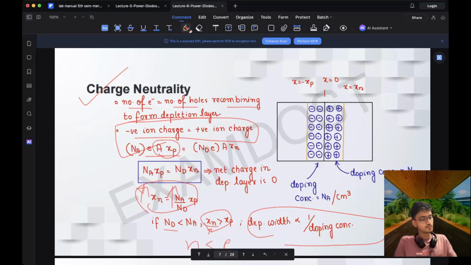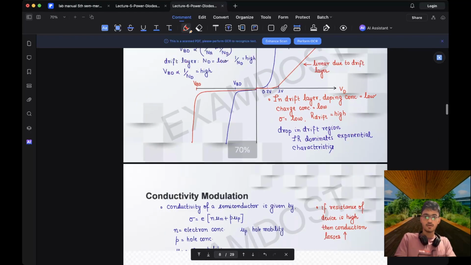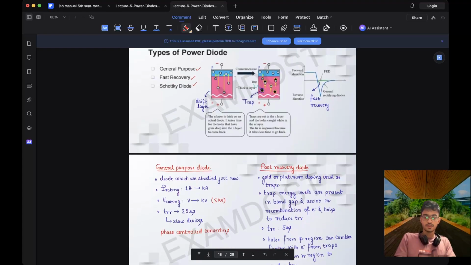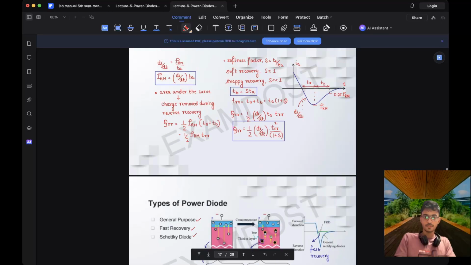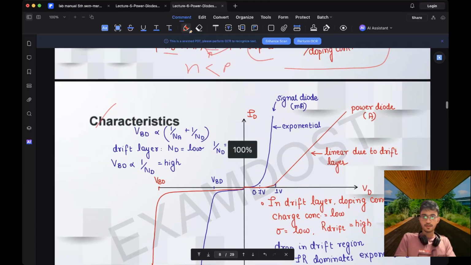Depletion width is inversely proportional to the doping concentration. What does it mean? So more depletion width in the lightly doped region. Okay, so that is all. And if I want to know the characteristics of a power electronic device, then you can understand that also. Okay, so what is happening here?